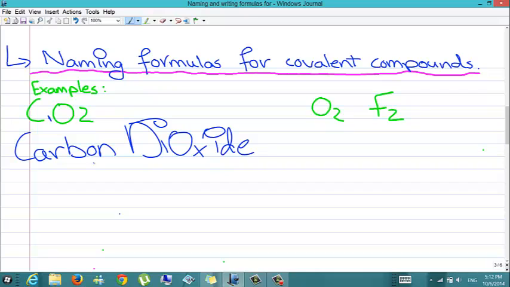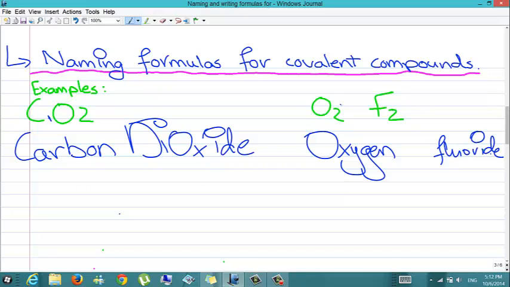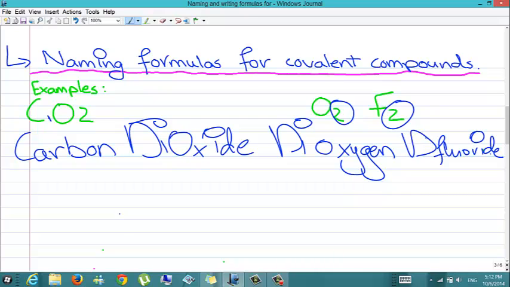Now let's go to our other exercise. O stands for oxygen. F stands for fluoride. Here we have a subscript of 2, so it stands for di, so it's going to be di. I'm going to make this O smaller. Oxygen. 2 stands for di also, so it's going to be difluoride. This is how you name it.